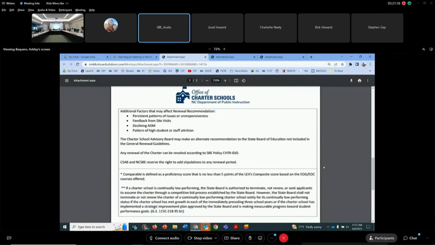So we wouldn't vote on these changes till September? Correct. Yep, that would give us more time to think about it, so you guys can take this with you, see the changes. Our office is hoping to do some research this summer on different types of renewal standards and see if there's any other recommendations we would bring to you in September.